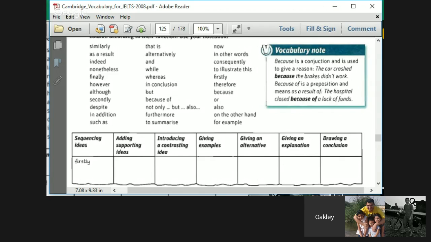Okay, we're gonna work our way through this list of transitions. Which category do you think, Nasser, as a result would possibly fit into? Drawing a conclusion. Absolutely. Cause and effect, or presenting a conclusion. As a result, something happens. All right. Michael, indeed. Indeed.